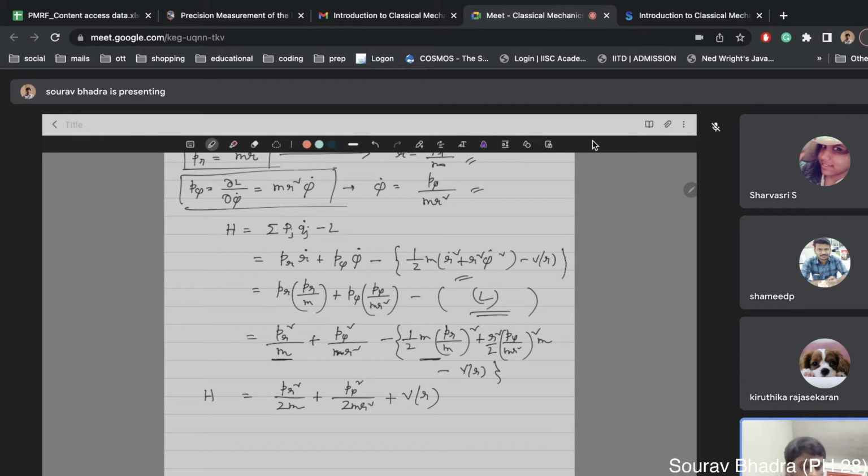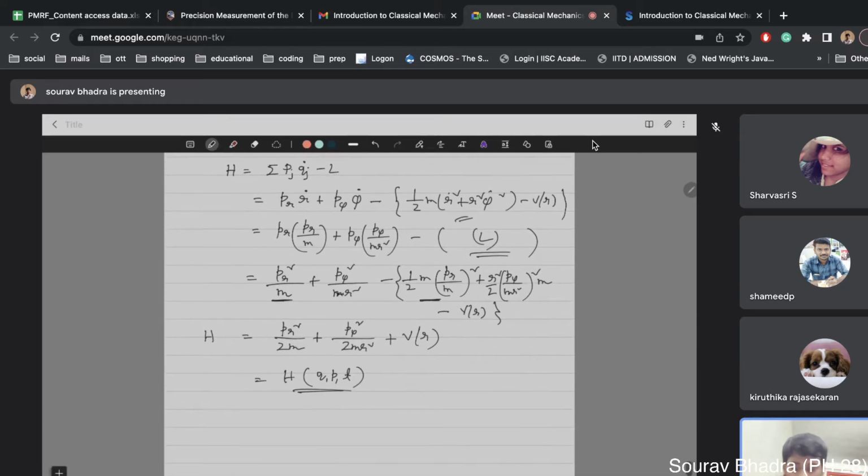Okay, so this is your Hamiltonian for that particular system when a particle is under the central force. And you can see this H has been expressed in terms of q, p and t. Although there is no explicit r and phi here in this particular expression, only p's are here, as a general case it will be a function of q, p and t. Okay, now we will go to the other case.